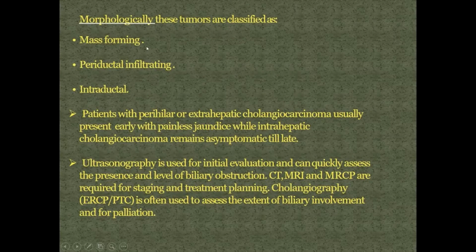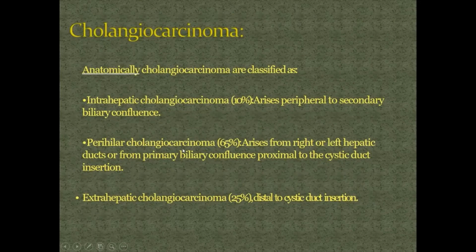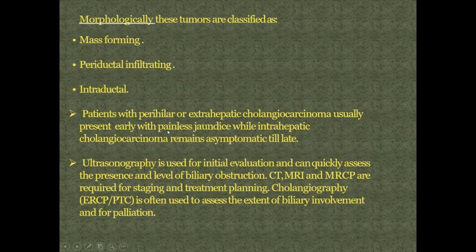Morphologically, they are divided into three types. Either they can be mass forming, normally this is the intrahepatic variety, periductal infiltrating, that normally is seen with the perihilar, and the intraductal tumors are very, very rare. Normally patients with the perihilar or extrahepatic will present early with painless jaundice, while the intrahepatic cholangiocarcinoma will remain asymptomatic and will be picked up as a liver mass. Ultrasound is the initial evaluation modality of choice, and then it needs to be supplemented with MRI and MRCP normally, and CT for staging. Cholangiography like ERCP has a main role for palliation purposes, like to put in the stent and to relieve the obstruction.